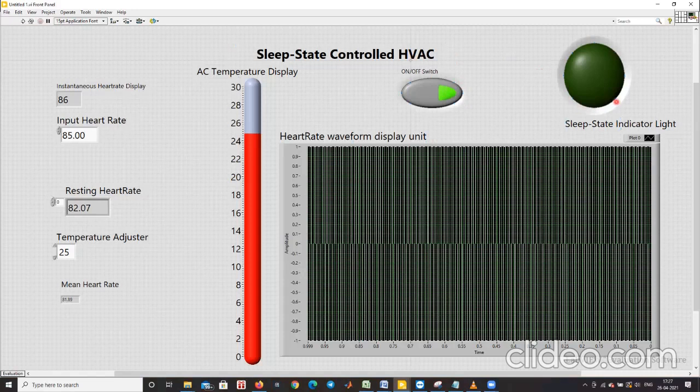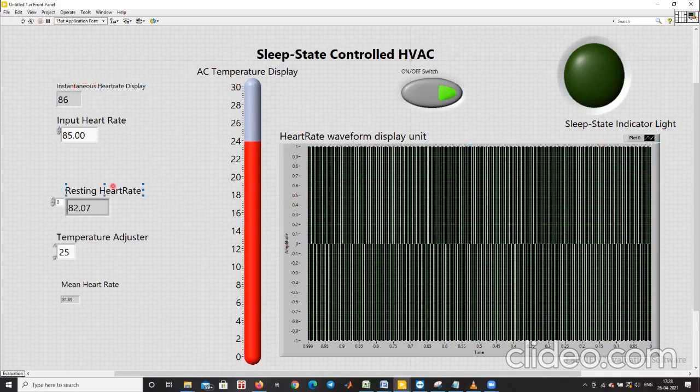This is a light which indicates whether the system is in sleep state or not. So when the light is on, it indicates that the system is in sleep state, and when it's off, it is not in sleep state. Here is the heart rate or heartbeat waveform display unit. This displays the heartbeat of the user. This is the AC temperature display. This is a graphical representation of the temperature. This is not only a display, but it can also be used to control the system.